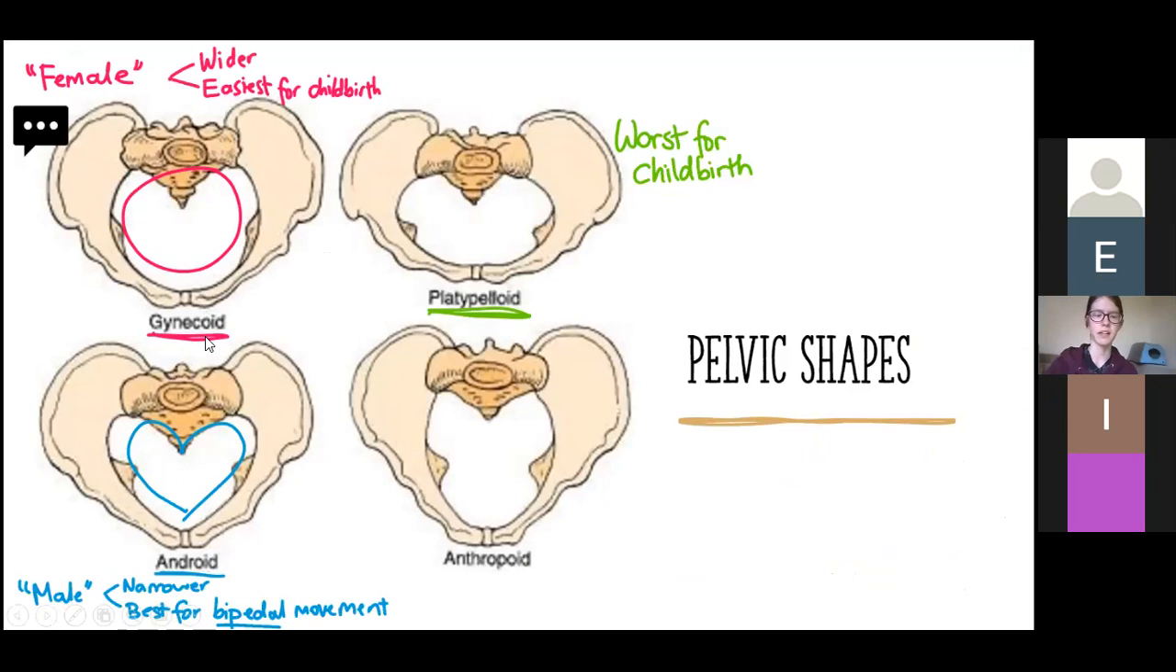Pretty self-explanatory in that gynecoid is more female. Think gyne, gynecological. It's better for childbirth because it's the widest pelvic shape. And then the android is the most common male shape because it's best for bipedal movement, like walking and running and things. The worst one for childbirth is the platypeloid one, this one here, because it's the narrowest. But males and females can have any of these pelvic shapes.